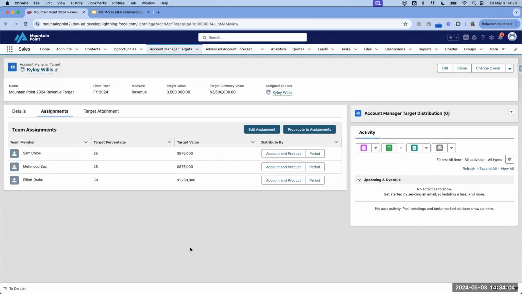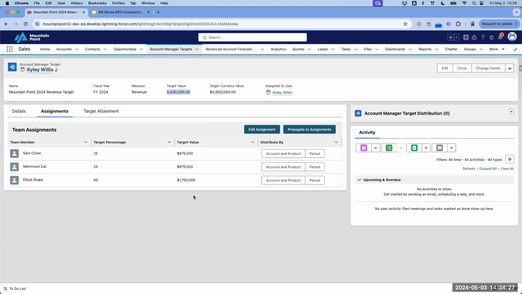So here I have a $3.5 million target. I've distributed that to 3 sales members in a 25, 25, 50% split. So for Sam Chloe, for example, his 25% split means that he is responsible for $875,000 of my team's $3.5 million goal. You can further split this.